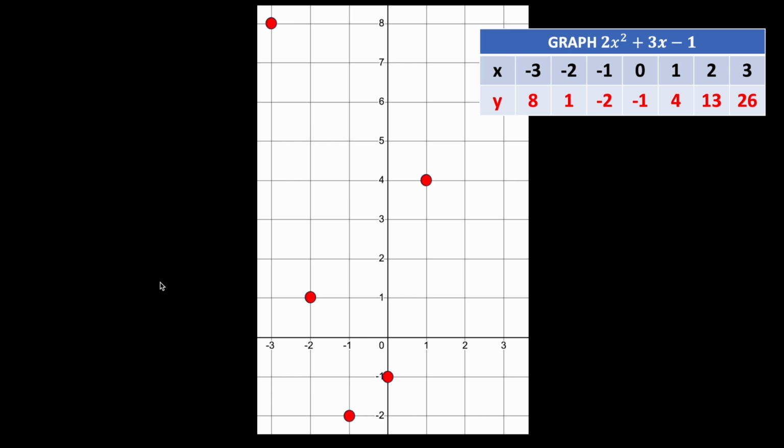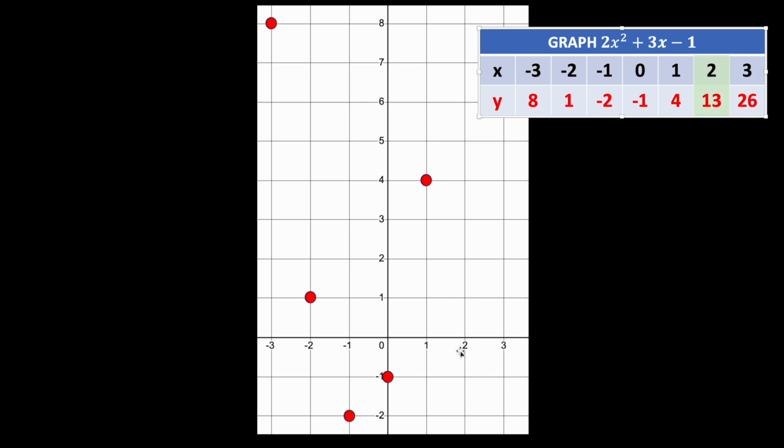I've done that here, and let me walk this through first. We've got x is -3, so I go to -3 on the x, and I go up to 8 on the y, because -3 is 8. Then -2 is 1. -1 is -2. 0 is -1. 1 is 4. And 2 is 13.